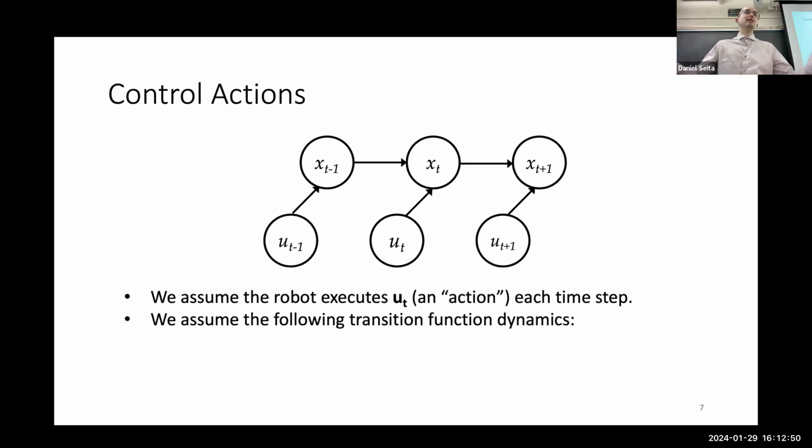If you're reading stuff about reinforcement learning or things in that domain, you'll probably see at instead of ut. As long as you know what it means, it should be okay.